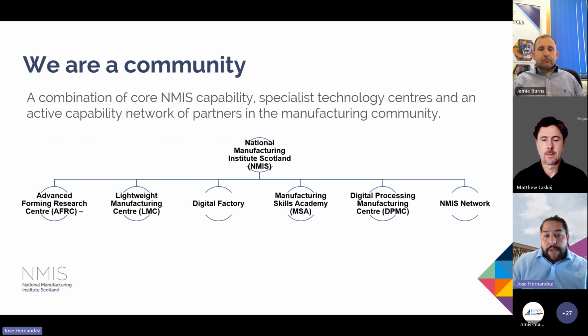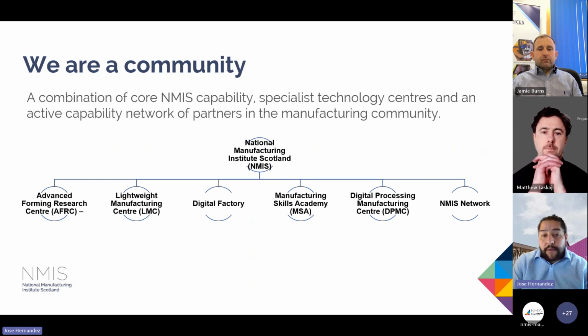But in terms of NMIS, it might be difficult to understand if you have not interacted with us before. So we use this slide to help explain how we're structured. Under the NMIS umbrella or the NMIS group, there are a number of specialist technology centers. They are all independent, but we all work together to try to support our industry partners and customers. So our centers are the Advanced Forming Research Center, the Lightweight Manufacturing Center, the Digital Factory, the Manufacturing Skills Academy, the Digital Processing Manufacturing Center.